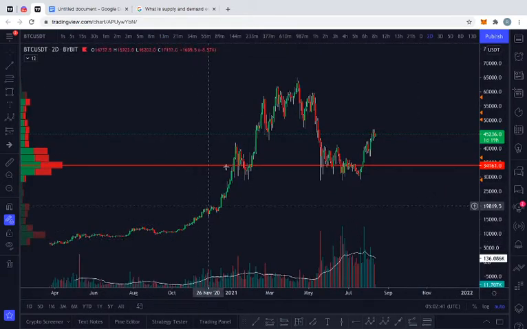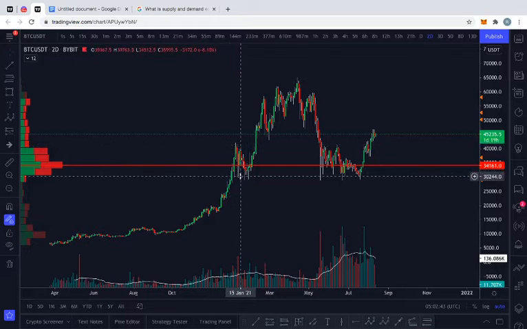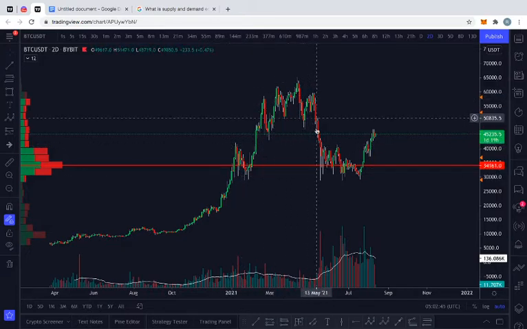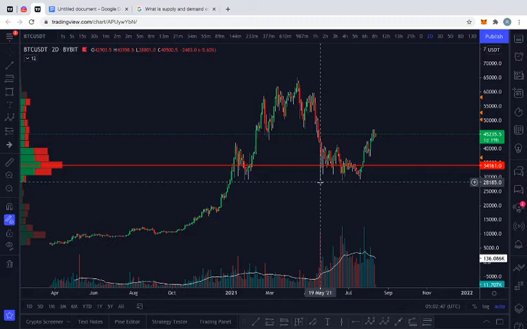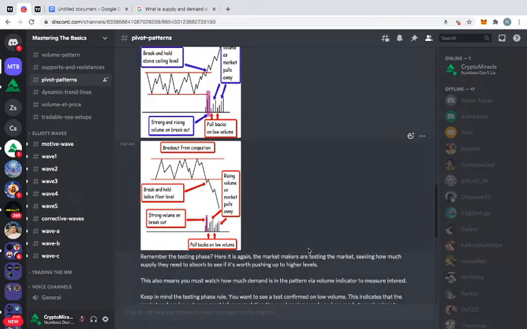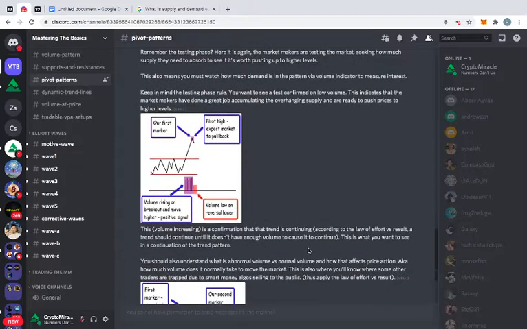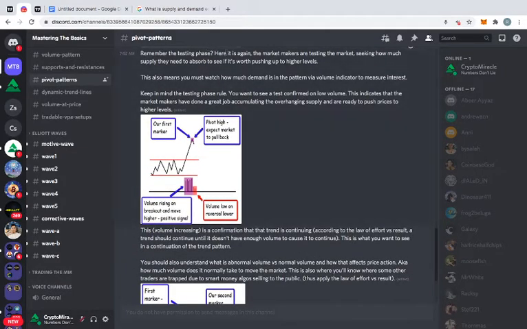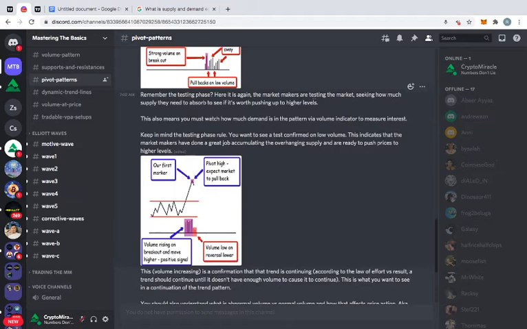See how this, and then this is fast as well, and that's very fast. So yeah, that's what I wanted to show you, how strong the force is. So remember the testing phase? Here it is again. The market makers are testing the market, seeking how much supply.